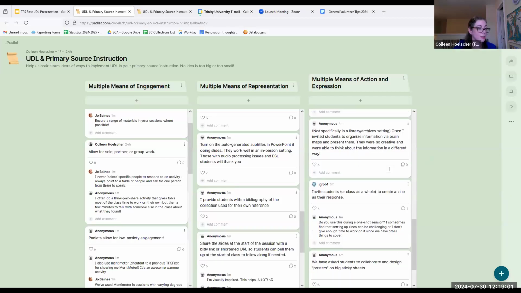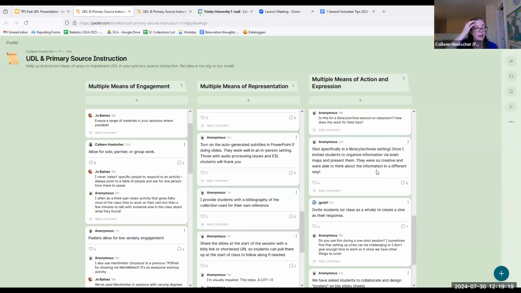And so another person said, not specifically in the library archive setting, once I invited students to organize information via brain maps and present them. They're so creative and we're able to think about the information in a different way. I think that would work really well in an archives and library setting, thinking about how we organize a collection when we're processing it. It's kind of like doing some mind mapping.